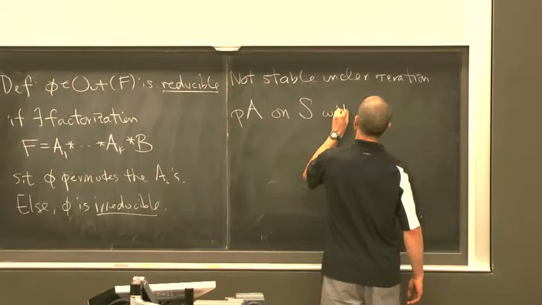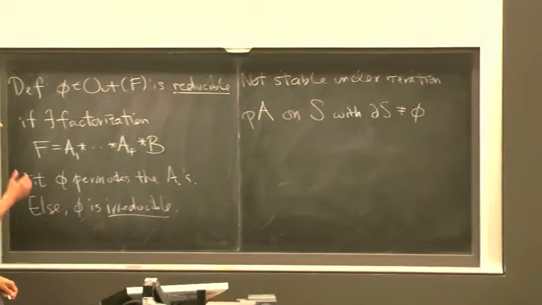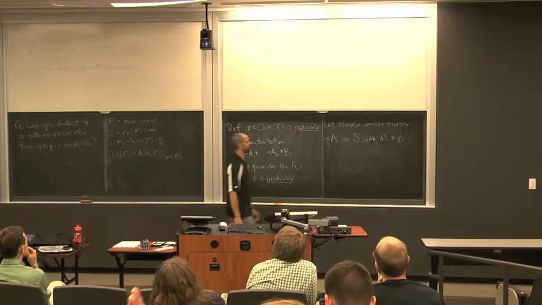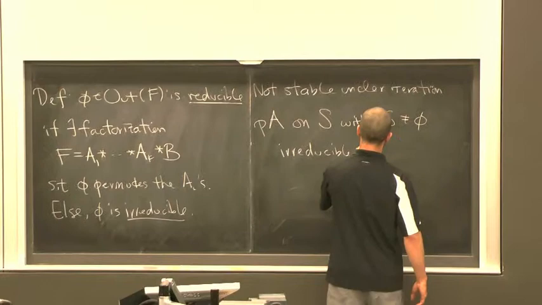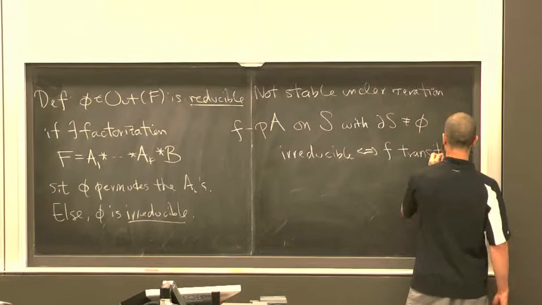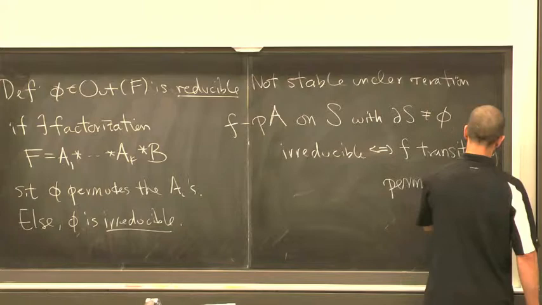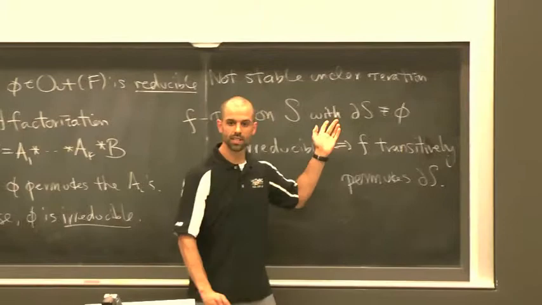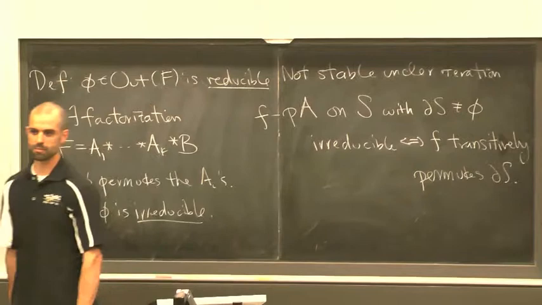So this gives you an outer automorphism of the free group. And being irreducible is equivalent to saying that the pseudo-Anosov transitively permutes the boundary components. So let me call it F: irreducible if and only if F transitively permutes. Obviously you could have F transitively permuting it, but if you have more than one boundary component, then some power of it is going to fix all of the boundary components, and so some power of it is going to be reducible.